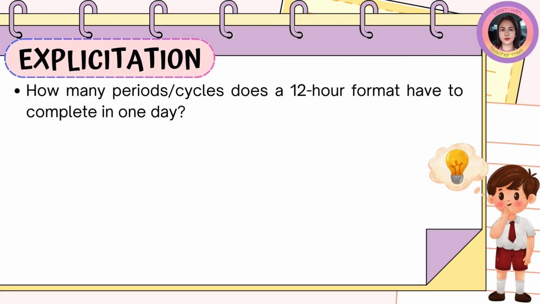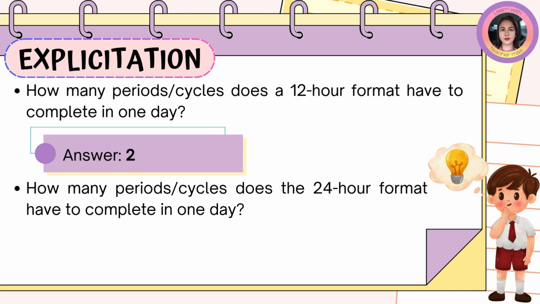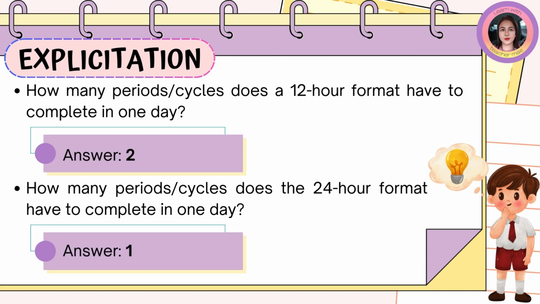How many periods or cycles does a 12-hour format have to complete in one day? The answer is 2. How many periods or cycles does the 24-hour format have to complete in one day? The answer is 1.